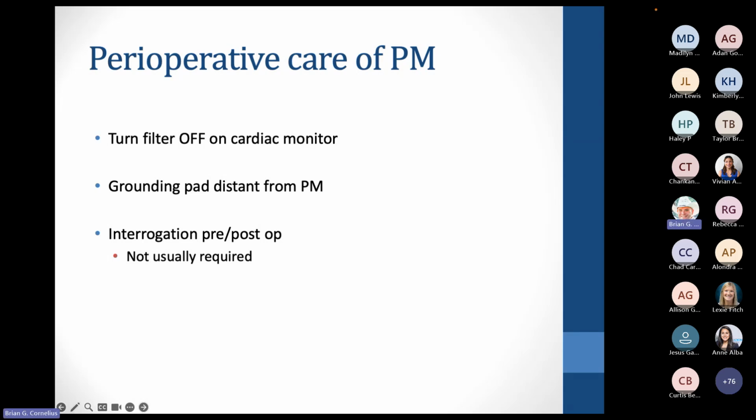Other things you want to keep in mind: historically, putting a magnet on a device would put it into a non-demand mode. So it would just go to a regular rate of 60, 70, or 80, depending on what the backup programming was for it. Some of the newer devices don't do that. So just be very cautious as far as what you do. And we'll talk about magnets again in just a minute.